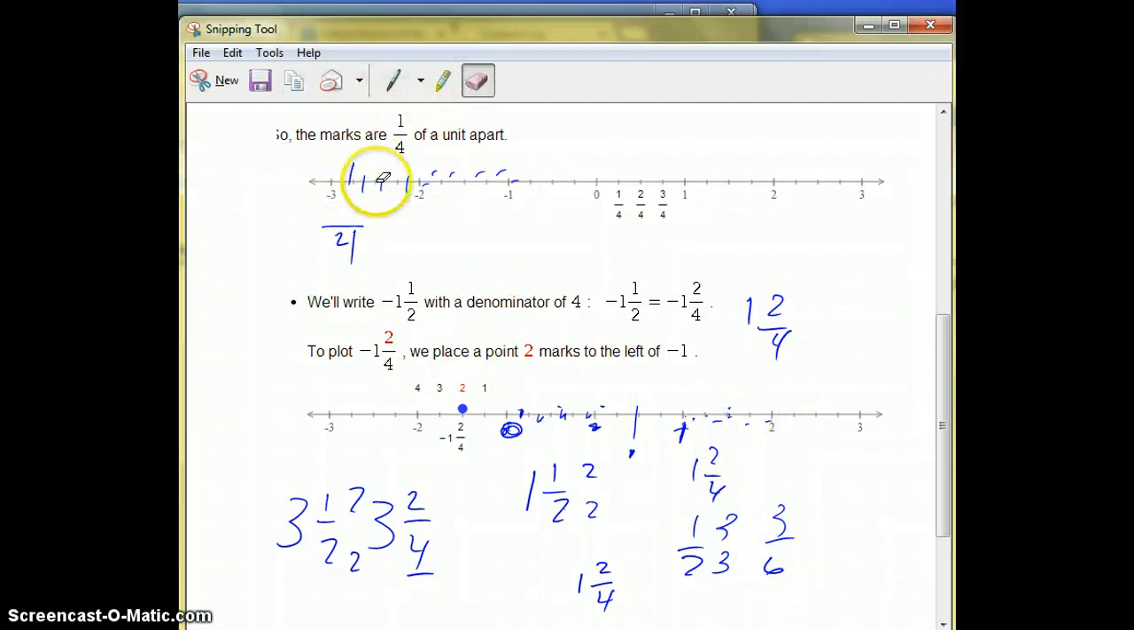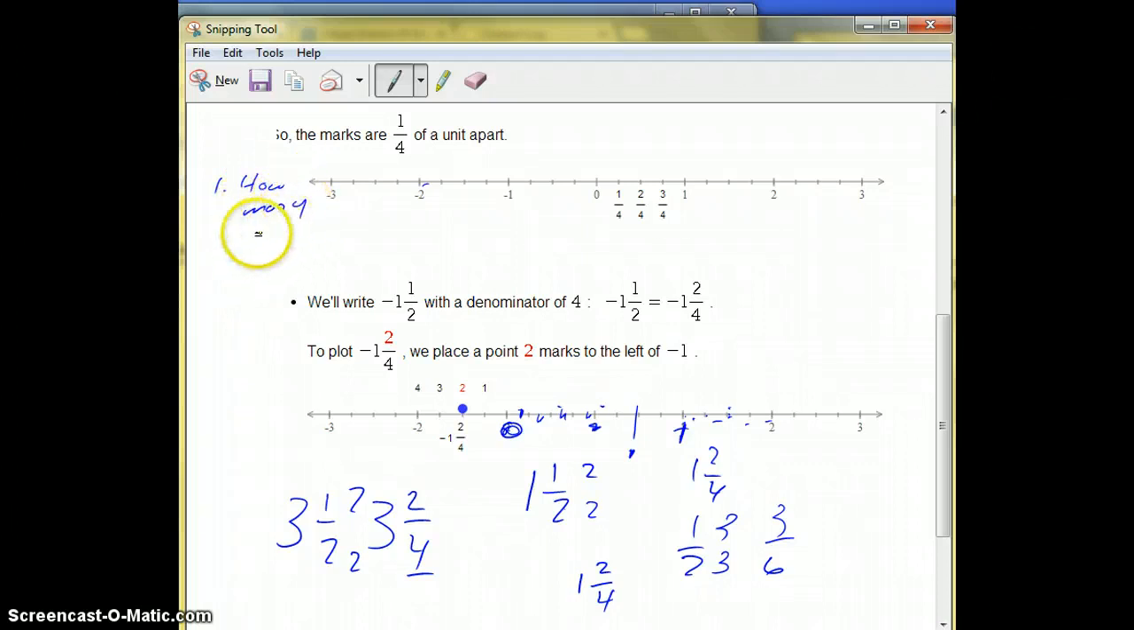Let me erase this stuff. There's multiple steps. First, how many equal parts do you have? So you want to figure that out. How many equal parts? Then you want to plot the rational numbers that already have the correct denominator.